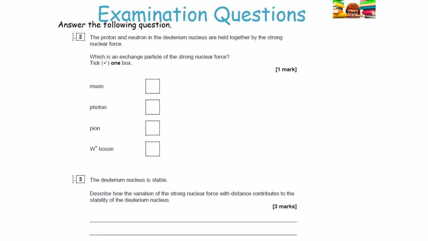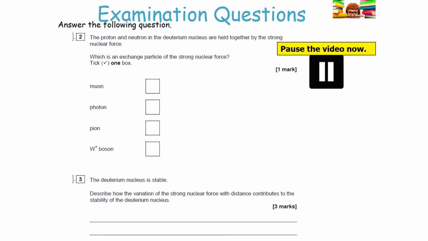Next question. The proton and the neutron in the deuterium nucleus are held together by the strong nuclear force. What's the exchange particle of the strong nuclear force? And then the deuterium nucleus is stable. Describe how the variation of the strong nuclear force with distance contributes to the stability of the deuterium nucleus. So pause the video now, then unpause the video when you want to go through the answer.